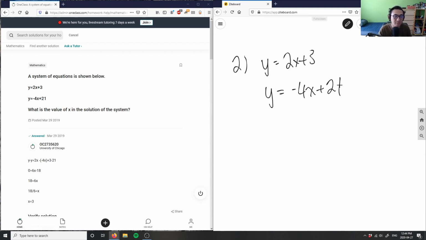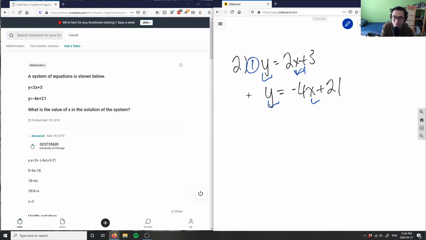Again, it's asking us what is the value of x in the solution of the system, right? In order for us to solve a system of equations, we can either do substitution or elimination to get rid of a variable. Right now we have x and y in both equations, and we want to get rid of one variable to solve for an x value. I would actually get rid of y here because everything's already algebraically done for me, so I would simply use substitution here.